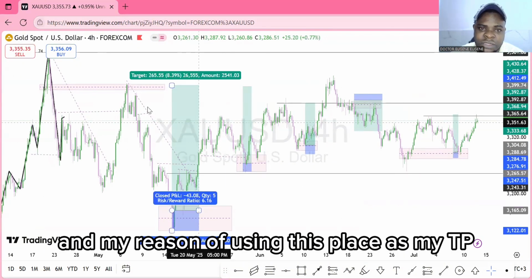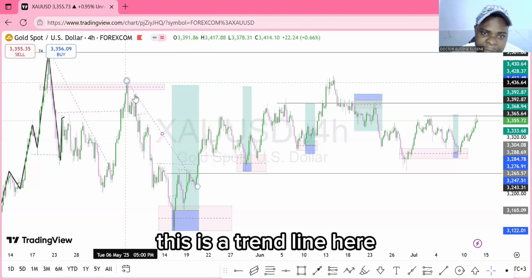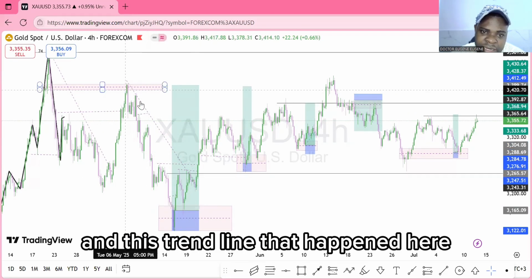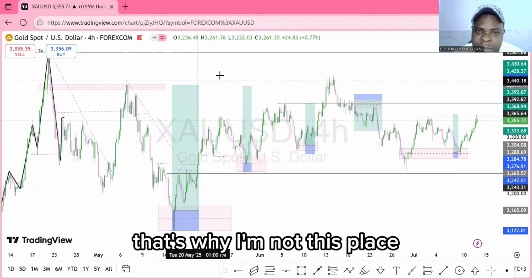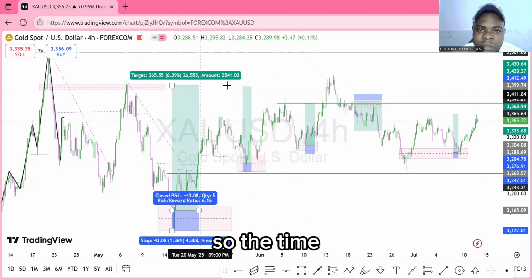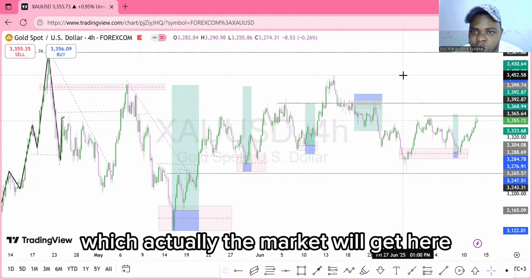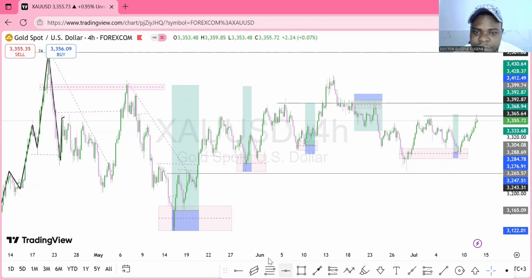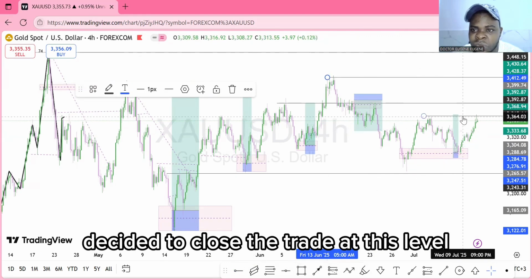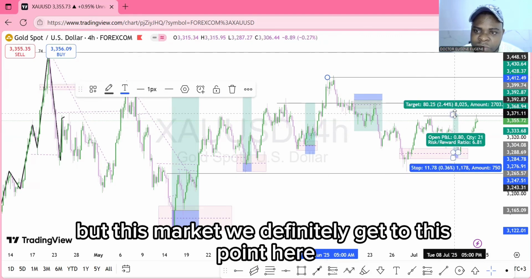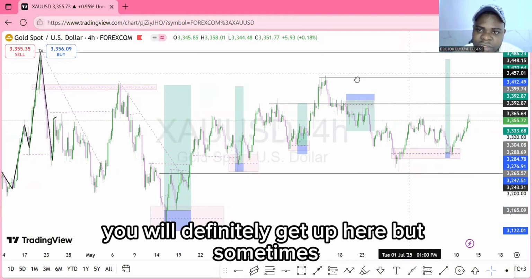My reason for using this place as my TP instead of here is that this is a trend line, and this is the point that led to this trend line. That's why I marked this place. I wanted to put my TP all the way here, which the market will get to. But this is the weekend, that's why I just decided to close the trade at this level. The market will definitely get to this point here.